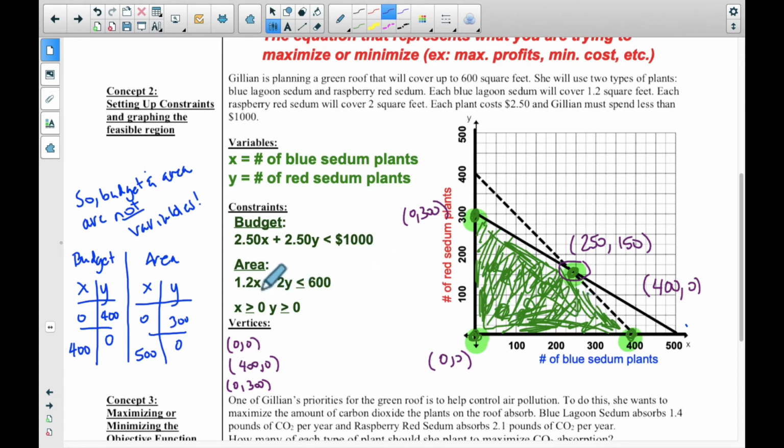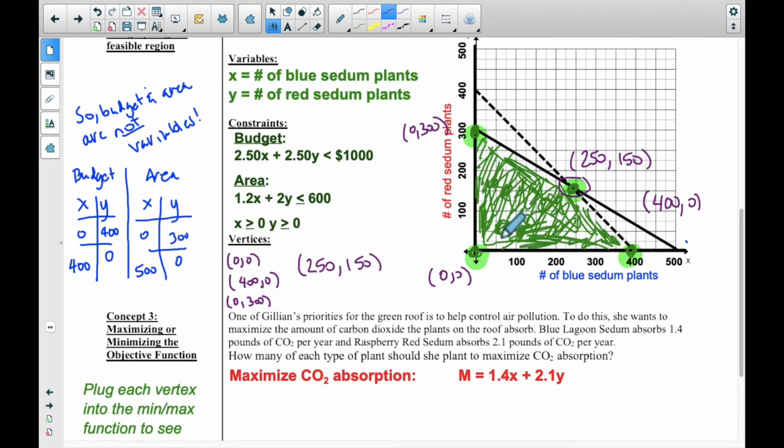And if I plug it in here, 1.2 times 250 plus 2 times 150, that should equal 600. And when I plug it in my calculator, it does. It does equal 600. So this is my fourth point. Okay, those four vertices are the best possible solutions. Anything in here could work, but these are the four best ones.